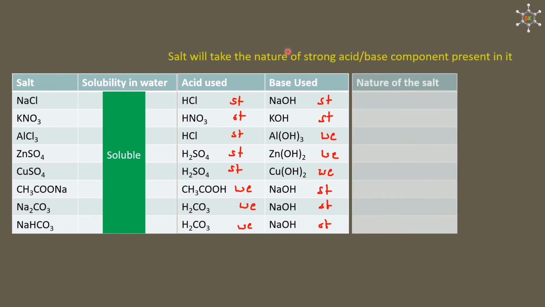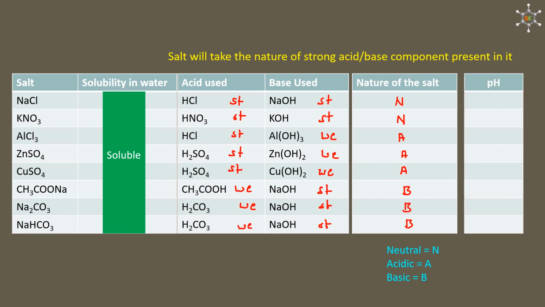We know that salt will take the nature of strong acid or strong base component present in it. Accordingly, sodium chloride must be a neutral salt. Potassium nitrate is also a neutral salt because both components are strong. Aluminium chloride is acidic. Zinc sulfate is acidic. Copper sulfate is acidic. Sodium acetate is basic. Both sodium carbonate and sodium bicarbonate are basic salts.